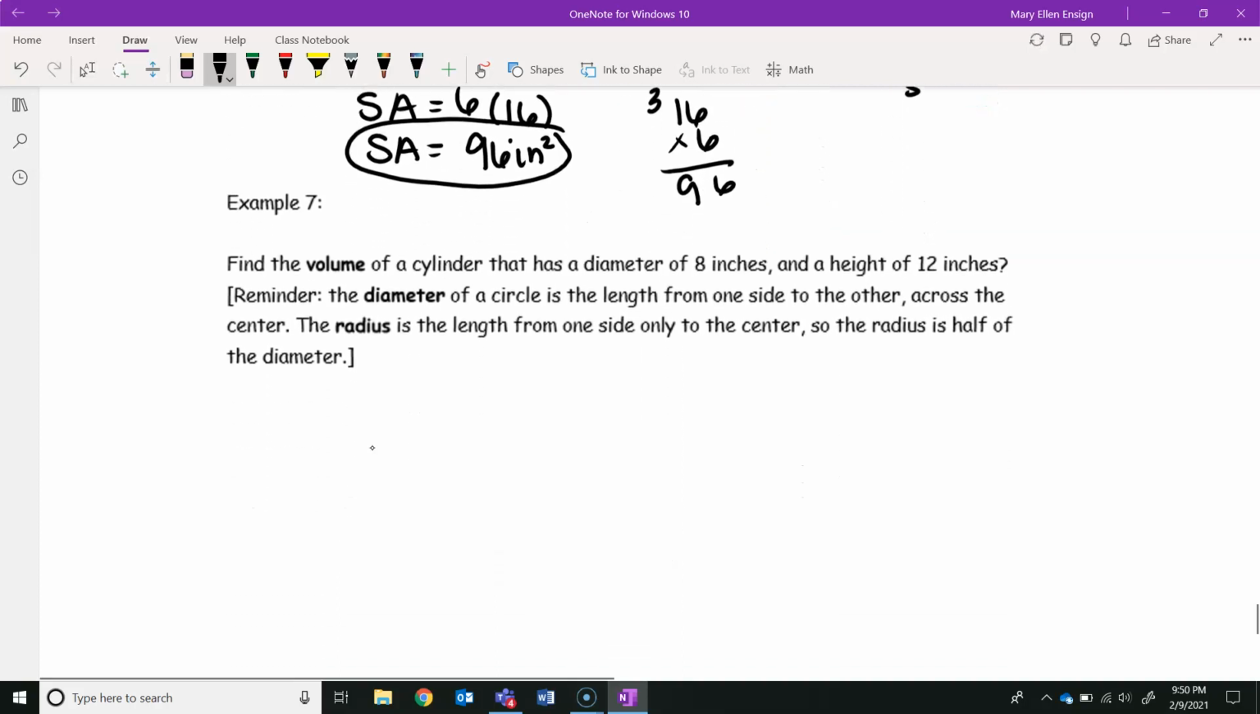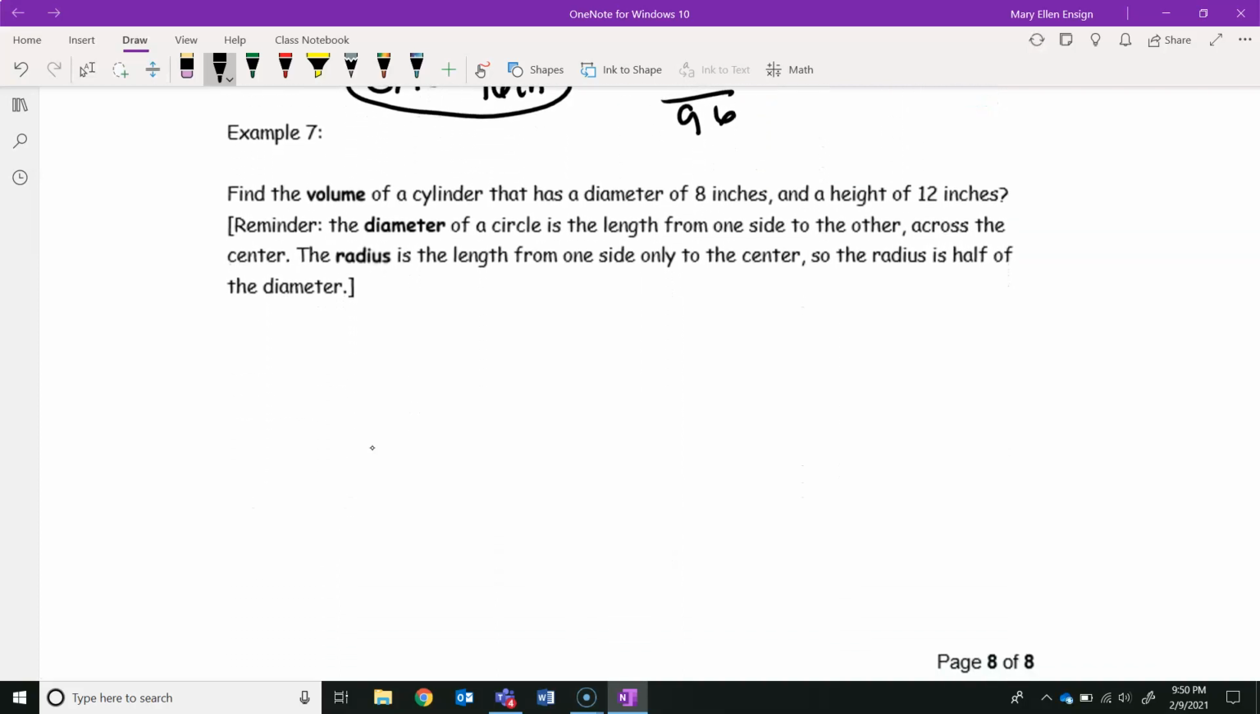Okay, and finally, last one here, the volume of a cylinder. And we are given the diameter and the height. Okay, now, so a cylinder is like a soup can, right? Or a soda can, or whatever you want to say. So the volume is how much space is inside it. We have the height. So this is my height of 12 inches from here.